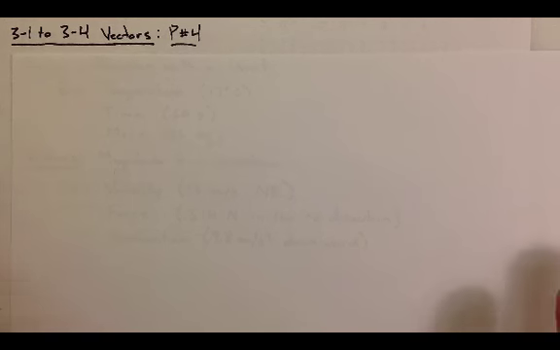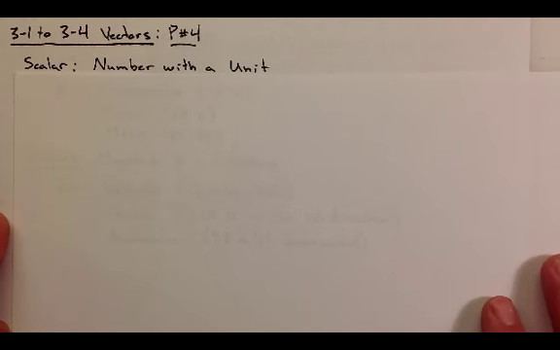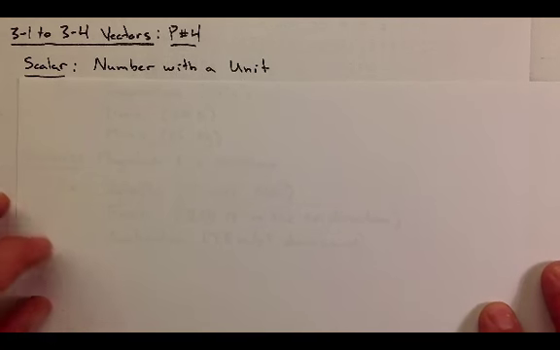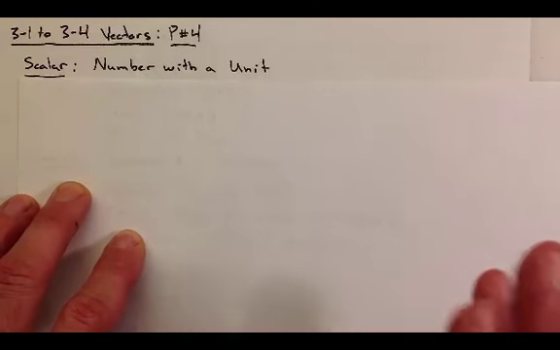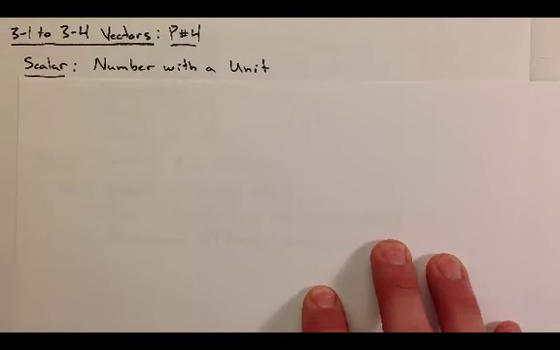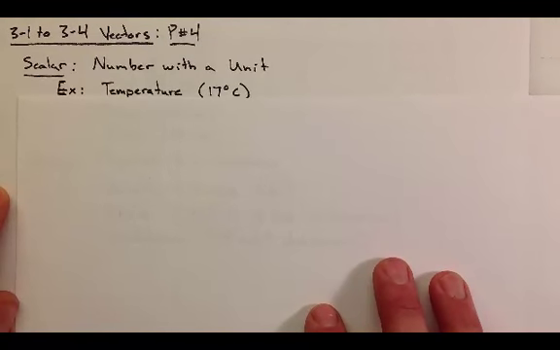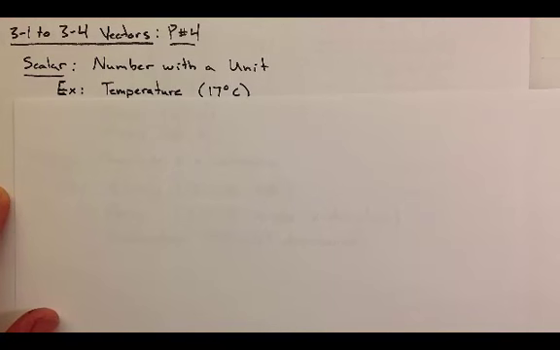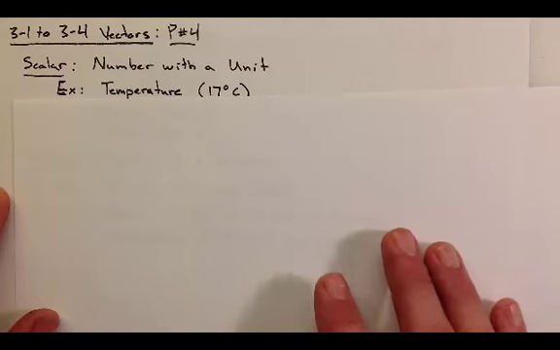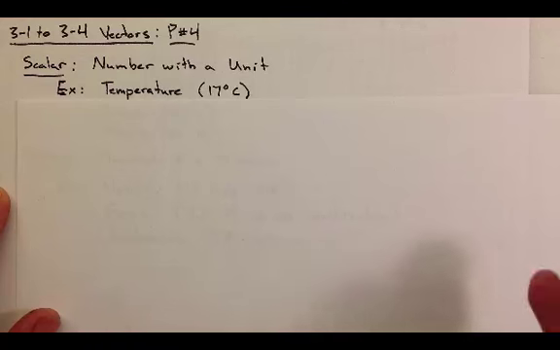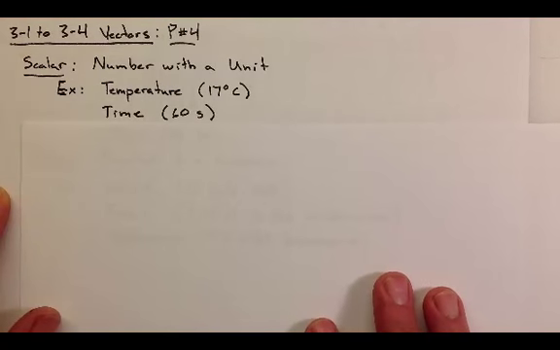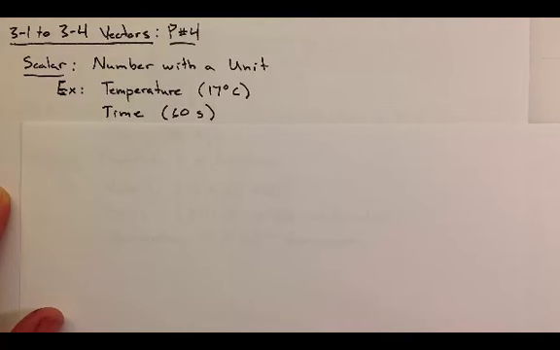Vectors. I'm excited. Let's get started. Okay, so let's break every quantity we're going to study this unit into one of two categories, scalars and vectors. So what is a scalar? A scalar is a number with a unit. An example of a scalar is temperature. When you talk about temperature, you might say 17 degrees Celsius. So temperature is a scalar quantity.